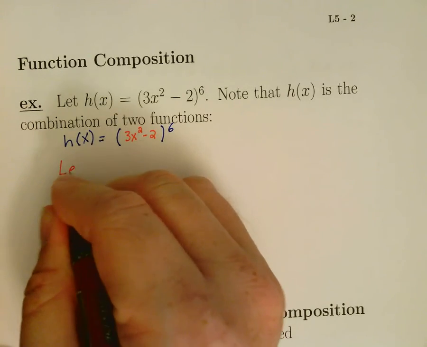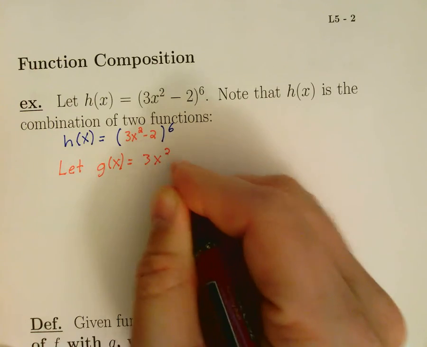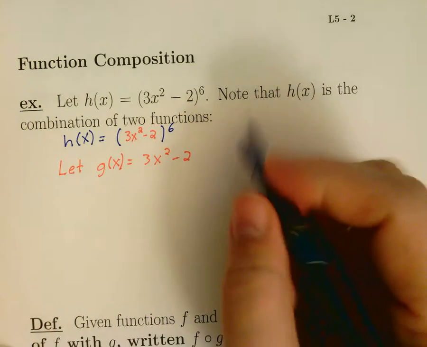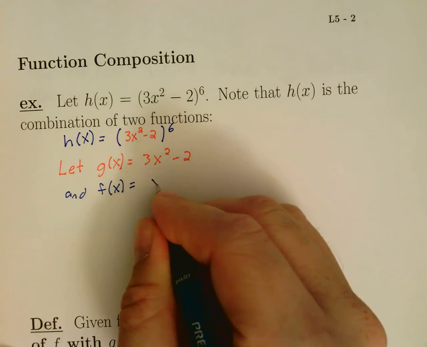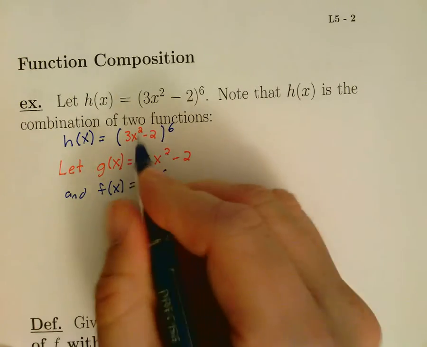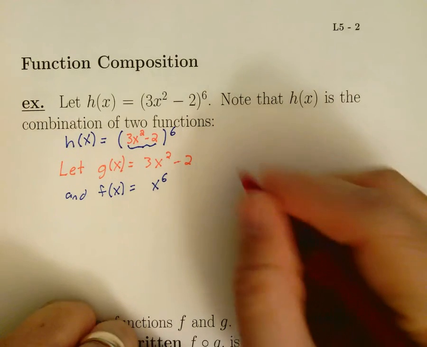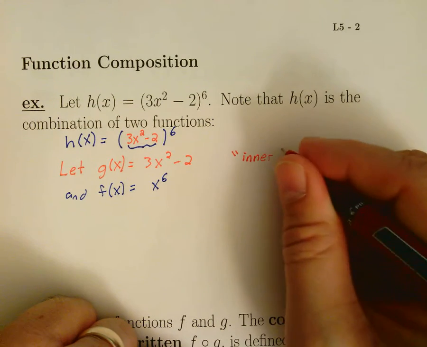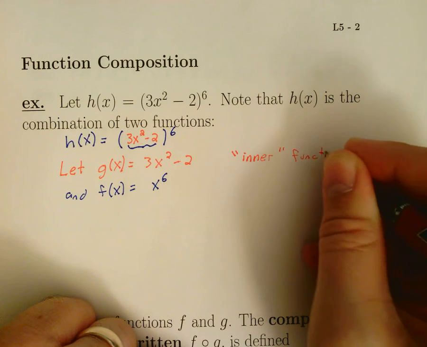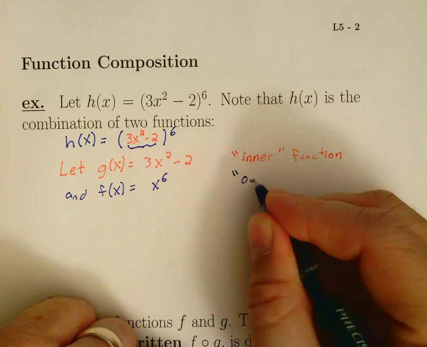So what I'm going to do is let g of x equal 3x squared minus 2, and let f of x equal x to the 6th. I just replaced the whole inside with x. Now g of x typically is called the inner function because it's inside. And the f of x here is going to be the outer function.